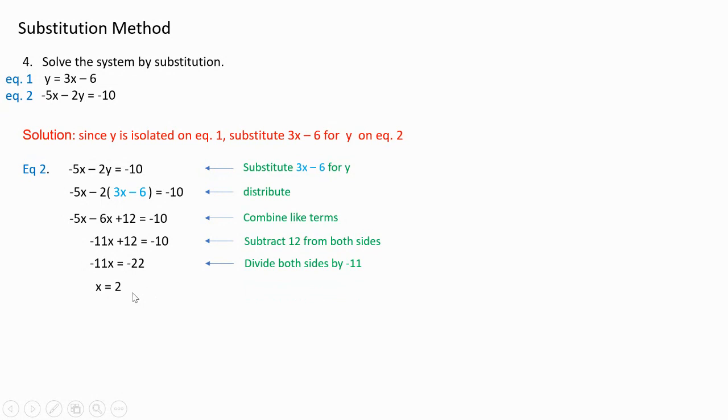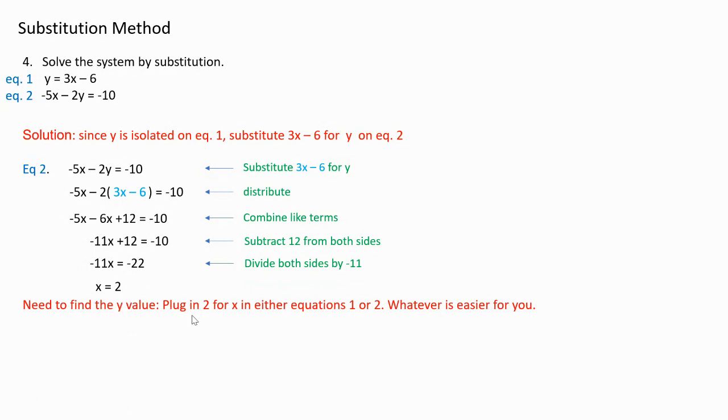Now, but the answer has to be a point. You have to have an x value and a y value. So now we need to find the y value. So we're going to plug in 2 for x in either equation 1 or 2, whatever is easier for you. The more that you do these, the more you're going to know right away which one will be easier for you. Like I tell my students, it's up to you what you want to plug it into. For some students, it might be easier equation 1, and for some others, equation 2, but it's all up to you. It's not about the instructor or about other students. It's up to every student individually.